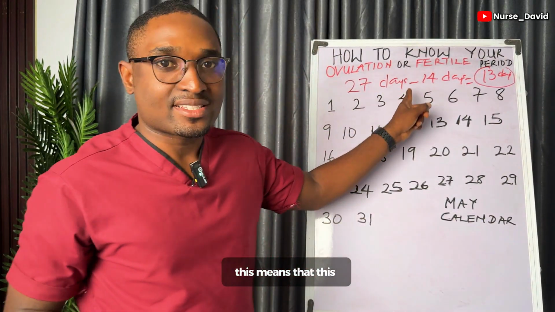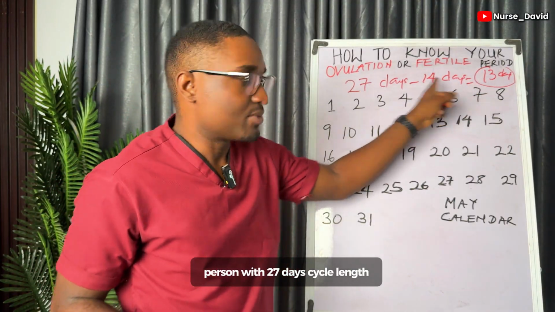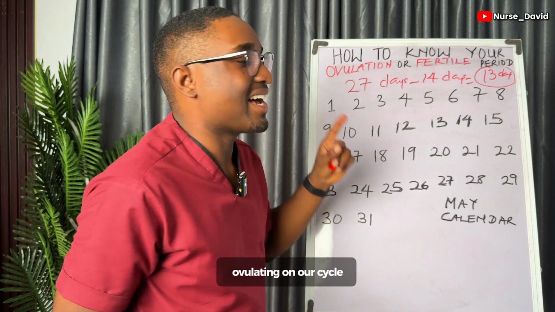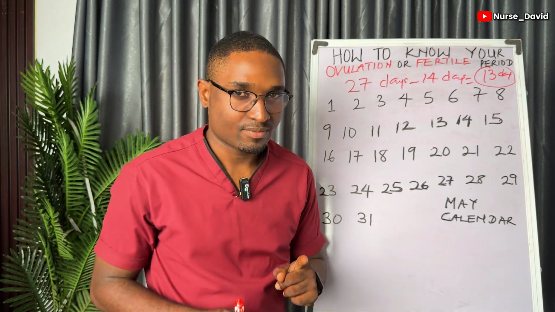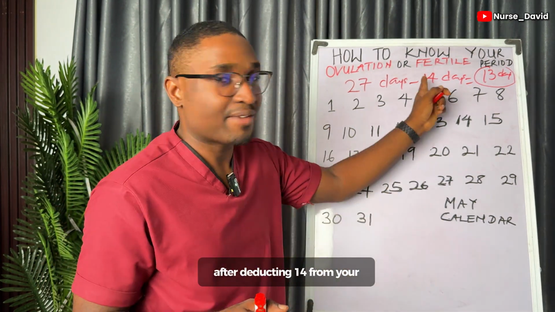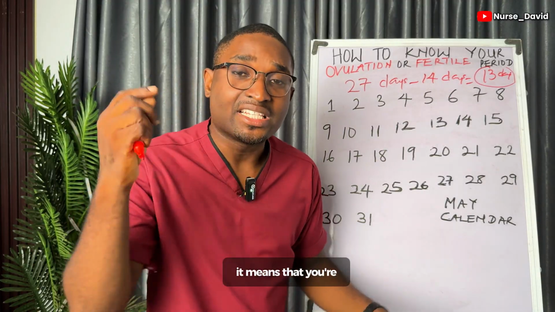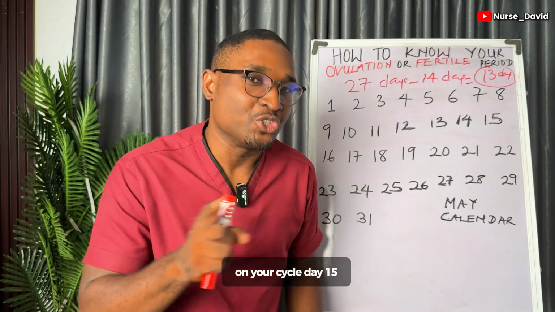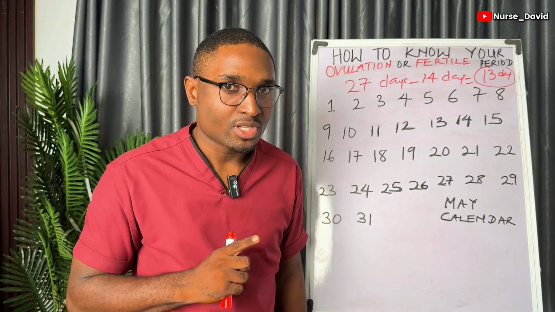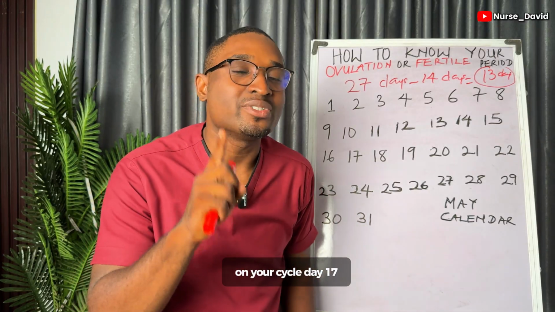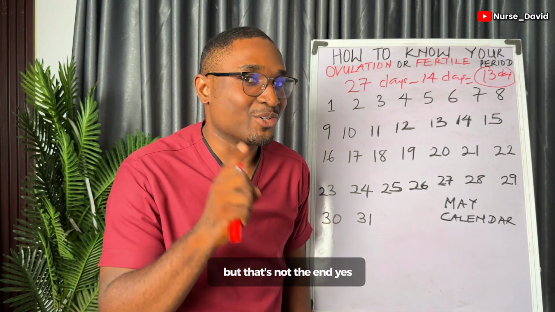So this means that this person with a 27 days cycle length is supposed to be ovulating on cycle day 13. If the answer you got after deducting 14 from your menstrual cycle length is 15, it means that you're supposed to be ovulating on your cycle day 15. If your own is 17, it means that you're supposed to be ovulating on your cycle day 17. But that's not the end.